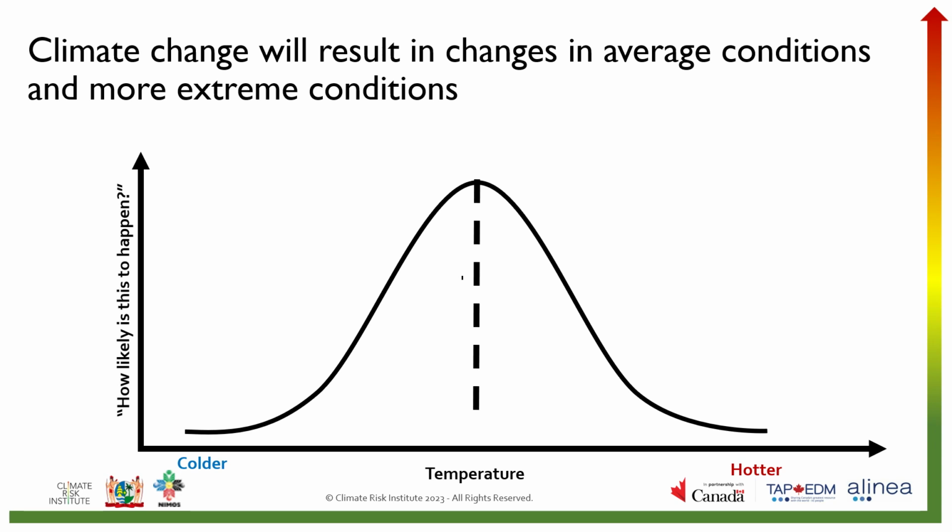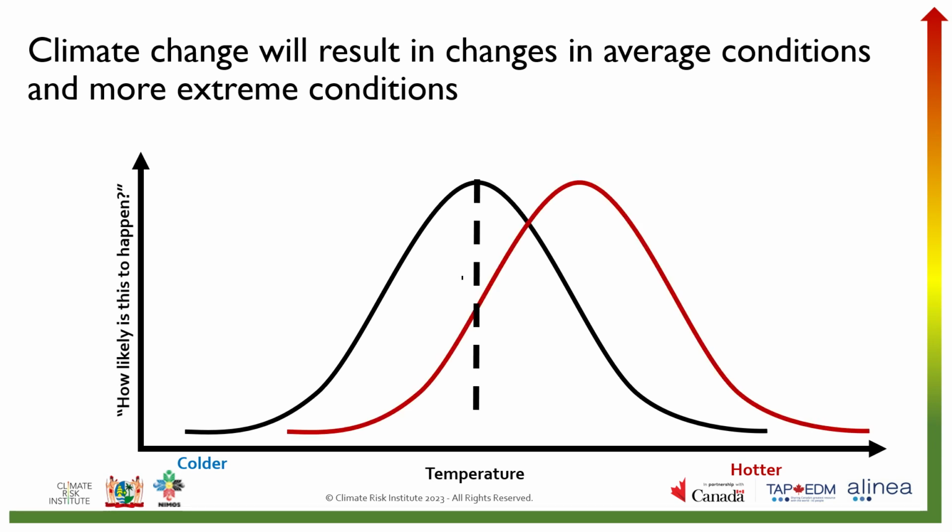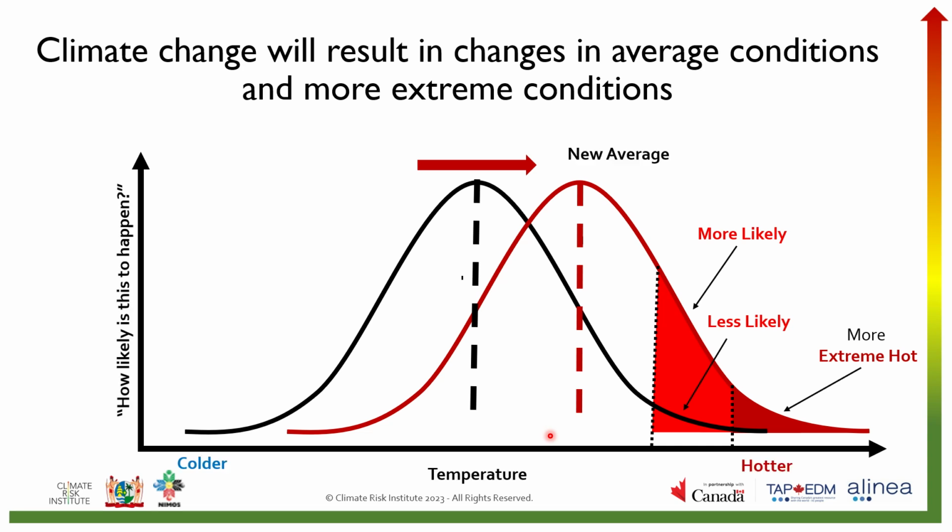Now consider what would happen if the average temperature increases by 1 to 2 degrees with climate change. This would mean our average shifts slightly to the right, and we now have a new average. With the shift in average, the curve now has more space on the hotter end. This means that hot events shown in light red that used to be more rare or less likely to occur are now more likely to happen. You can see by the larger light red space under the curve.